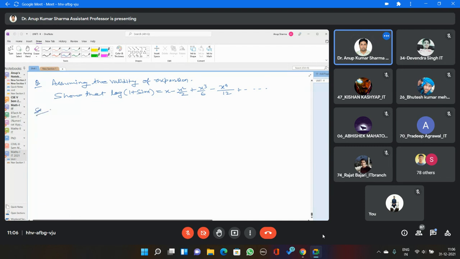Solution. See, this expansion is not written in powers of x minus a something. It's just written x square, that means x minus 0. So we can use the Taylor series, and Maclaurin's is not too much different. As I already said, Maclaurin's is the special case about the origin. So you can write here.